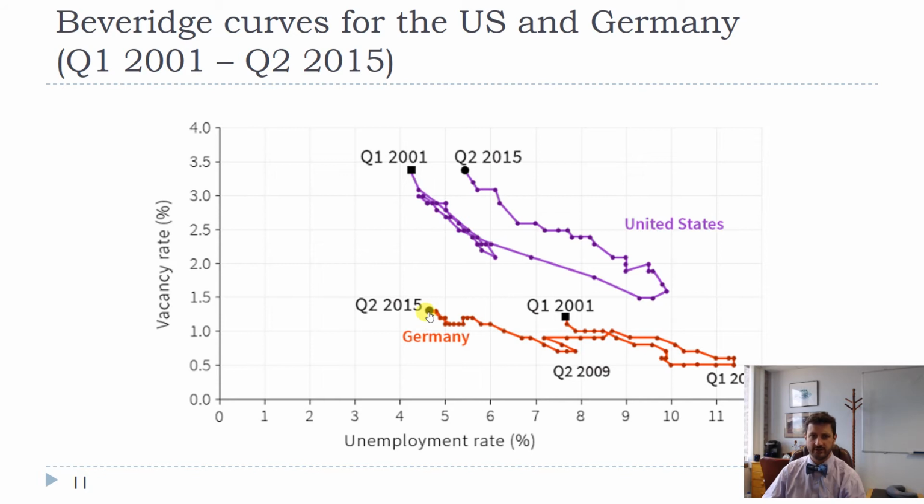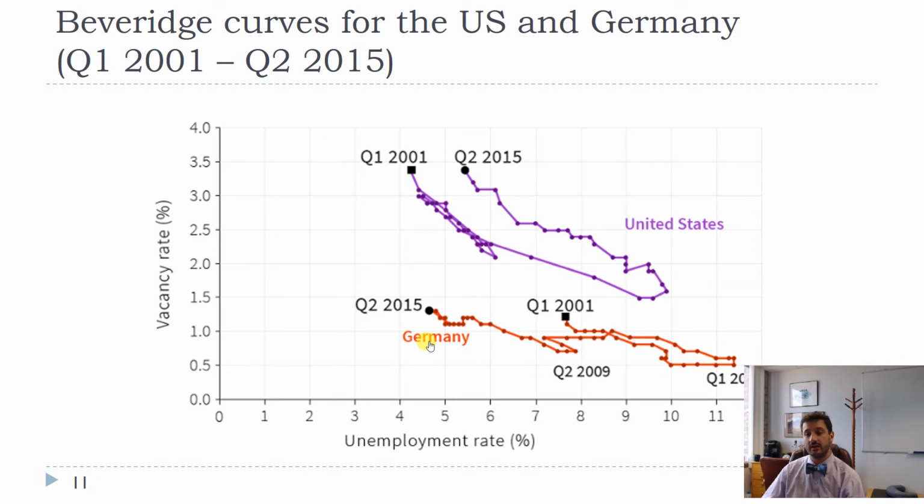So they're down to about 4.5% unemployment, which is actually where we are in 2017. But their vacancy rate remained relatively low compared to the United States, right? So it's between 0.5 and 1.5%.